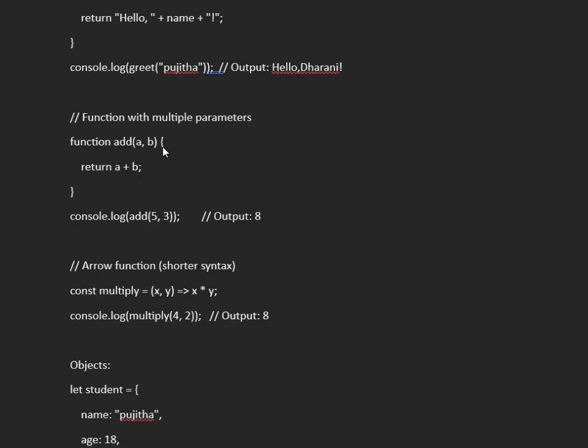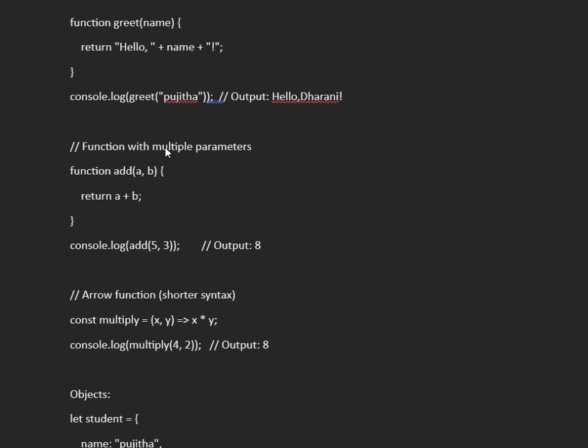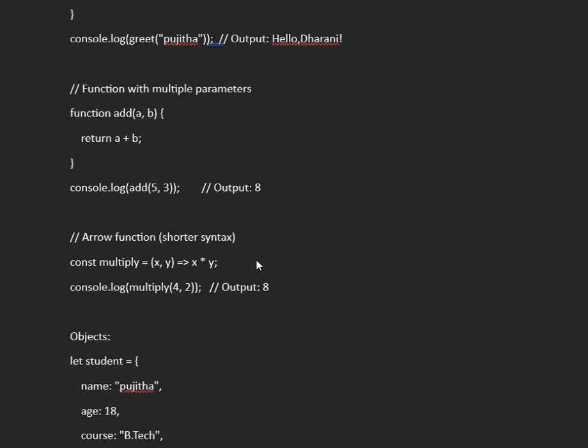Functions help avoid writing the same code again and again. We can pass values into functions and get results back. Arrow functions are a shorter and modern way of writing functions. Here is the syntax for arrow functions.